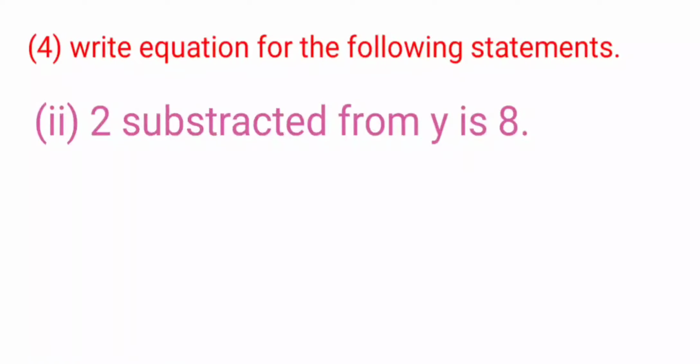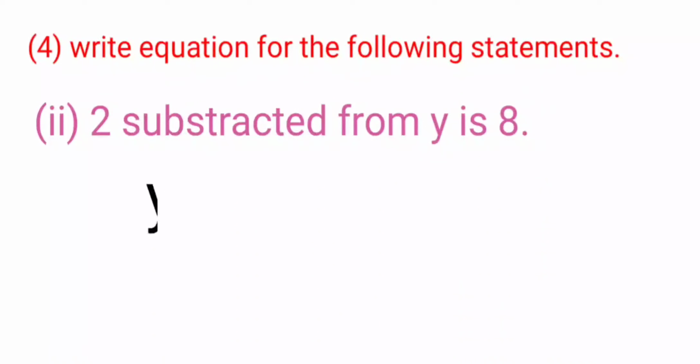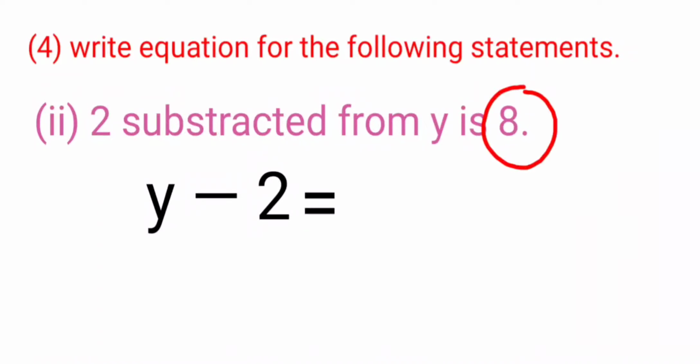Next, 2 subtracted from y is 8. Here we have to subtract 2 from y. So the equation becomes y minus 2, "is" means the equal sign, then 8 on the right hand side. So y minus 2 is equal to 8.